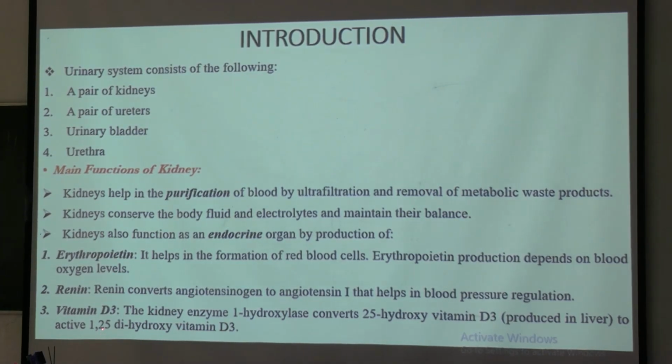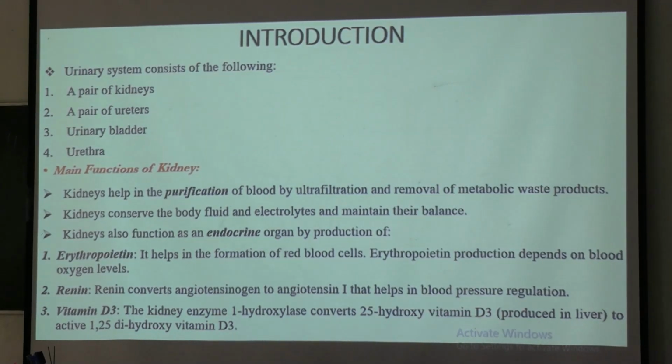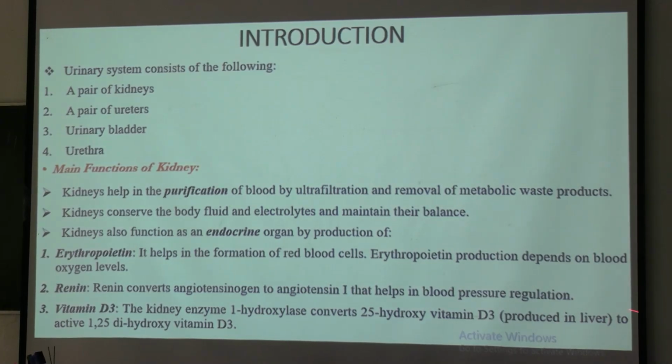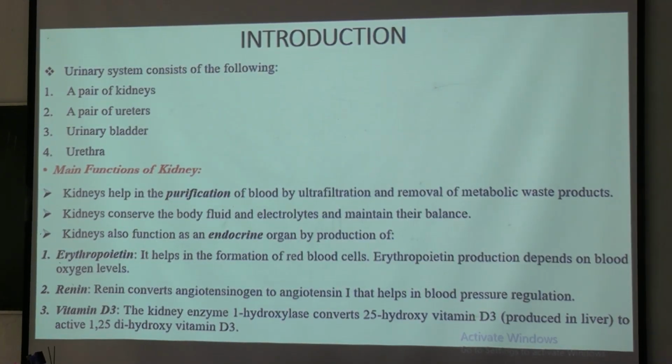Next is vitamin D3. The kidney enzyme 1-hydroxylase converts the 25-hydroxy vitamin D3 produced in the liver to active 1,25-dihydroxy vitamin D3. Okay.